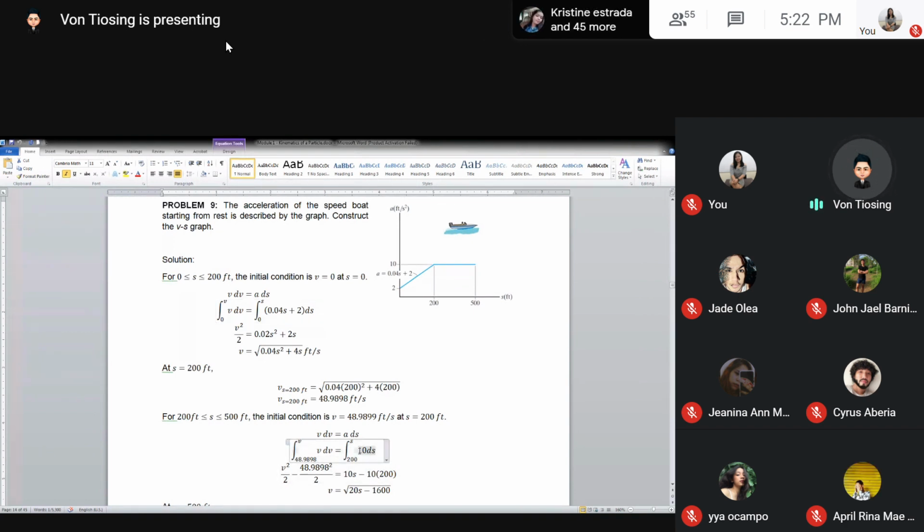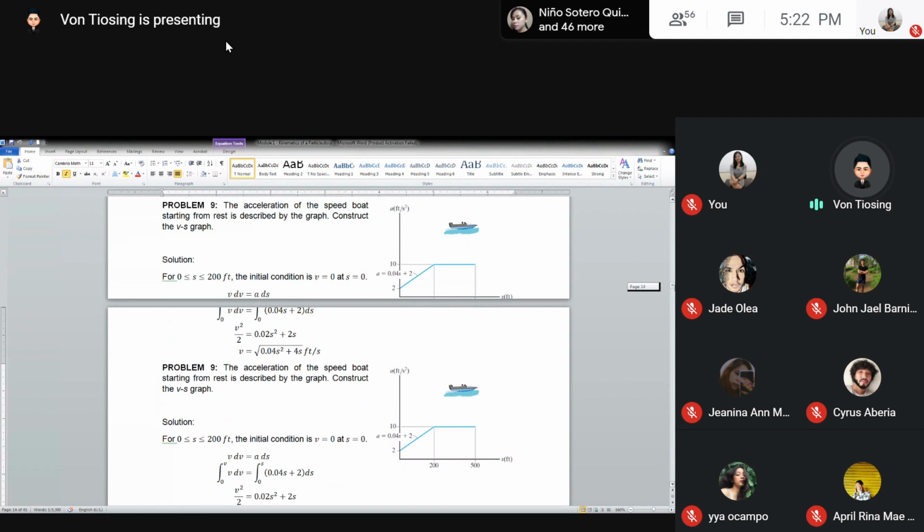Okay? So we have what? This is 10s. Okay, then substitute s and 200. So 10s minus 10 times 200. So magiging ano yan? 10 times 100 is 2,000. Okay, so yung 48.99 squared divided by 2 is 1,200. Okay, upon 2,000 plus 2 is negative 800 or negative 2,000 plus 2 is negative 800. So times 2 both sides.